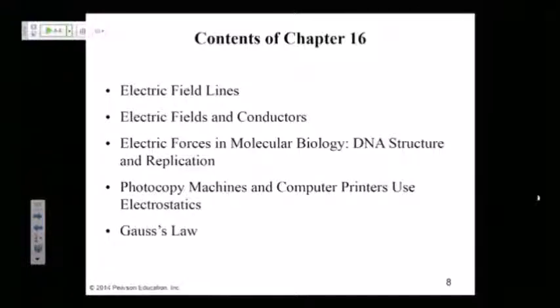We will learn about electric field lines, monopoles, dipoles, multipoles. Then we will learn about a few selected applications, the DNA structure and the photocopy machine. And we conclude this chapter by learning about Gauss's law. This is just a mathematical law that allows us to calculate the electric field easily. So this is the outline for this first chapter of the course.